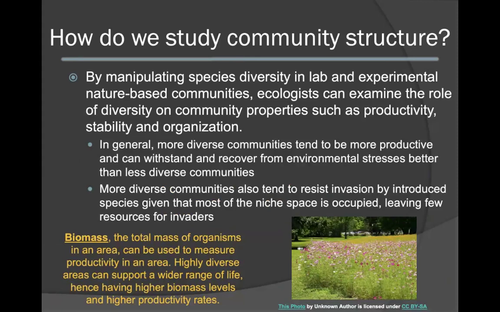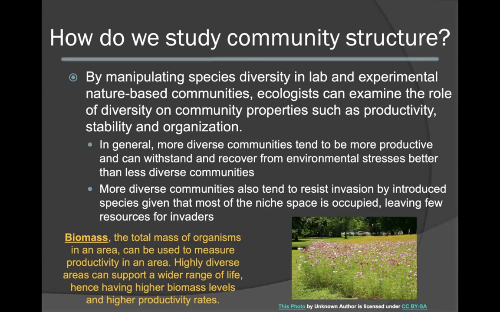Another important way that we gain information on community structure is by manipulating it. Ecologists can manipulate species diversity in both lab and experimental-based communities. Note that new regulations that have been put out typically prevent ecologists from manipulating species in the natural environment. However, there are many integral studies in ecology that did just that. However, these typically occurred in the 1950s, 1960s, and prior to that.